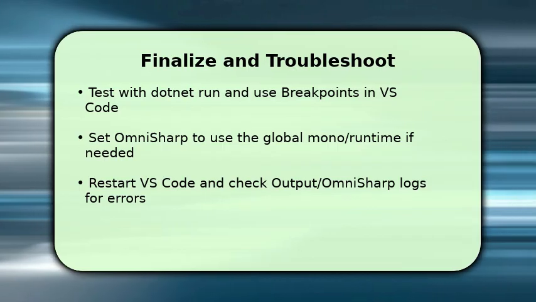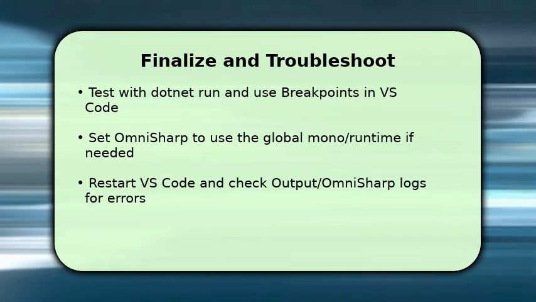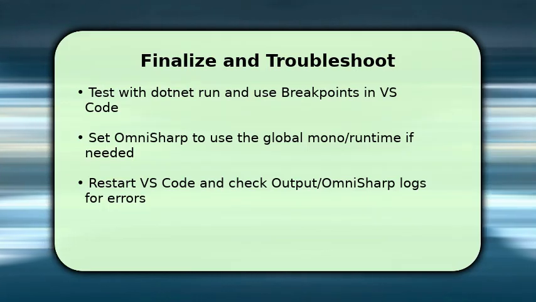If IntelliSense or build fails, configure OmniSharp to use the global .NET runtime or a specific Mono version in settings. Once adjusted, restart VS Code to reload the language server. If problems persist, open the output pane, select OmniSharp, and read the log for missing SDK paths or permission errors. Fixing those resolves most issues quickly.